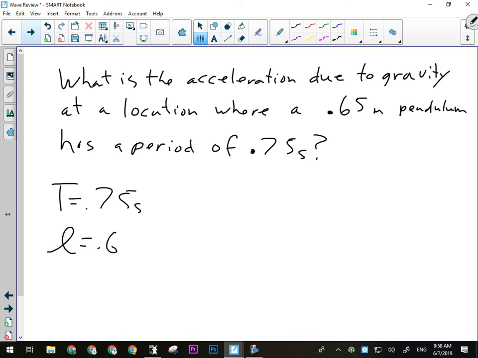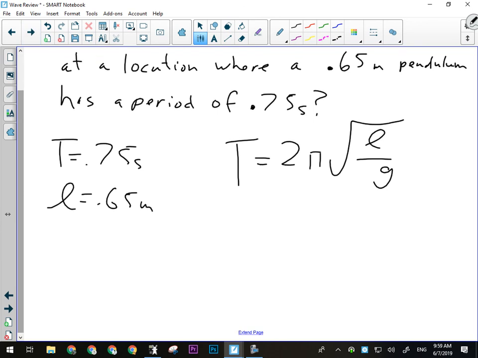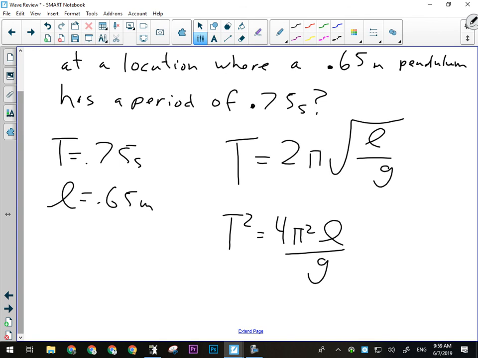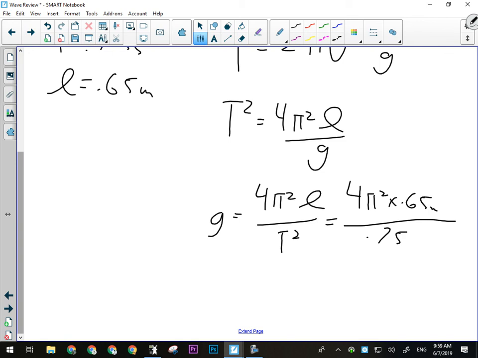We know the length is 0.65 meters. So T equals 2 pi times the square root of L over G for a pendulum. If I'm solving for something that's underneath the square root, I have to square everything before I move anything. So T squared equals 4 pi squared times L over G. And then I just cross multiply T and G. So that'll give me G equals 4 pi squared times L over T squared. So for this question, that would be 4 pi squared times 0.65 meters divided by 0.75 squared.